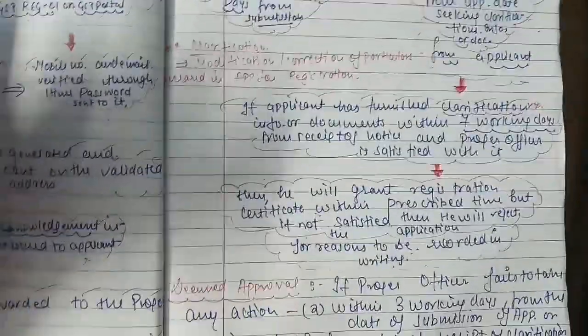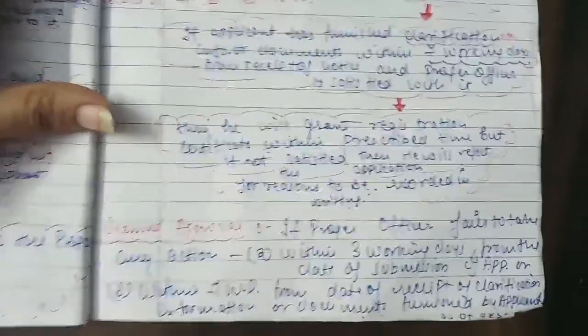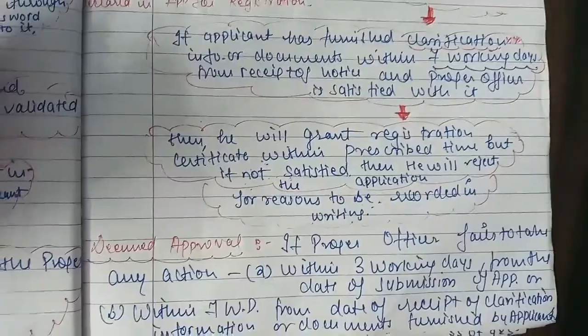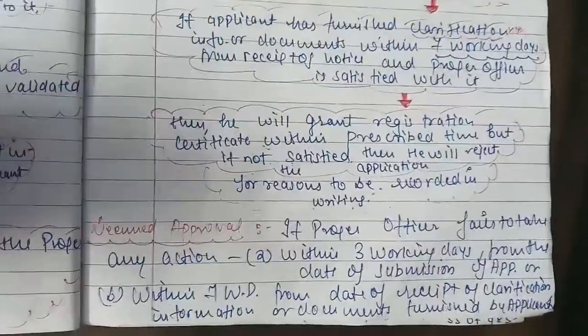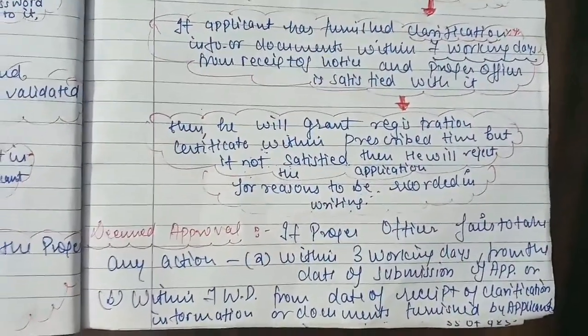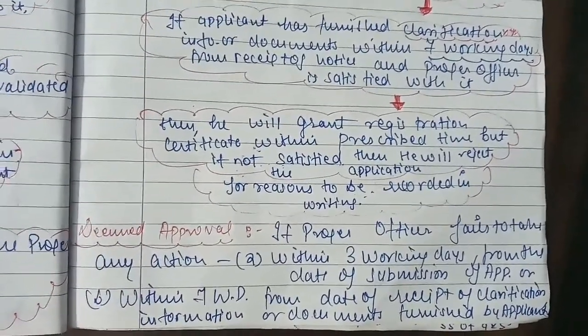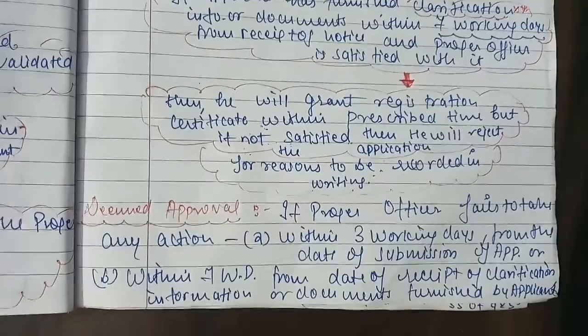Next is the deemed approval. If the proper officer fails to take any action within 3 working days from the date of submission of the application, or within 7 working days from the date of receipt of clarification, information or documents furnished by the applicant, then it shall be deemed to have been approved.